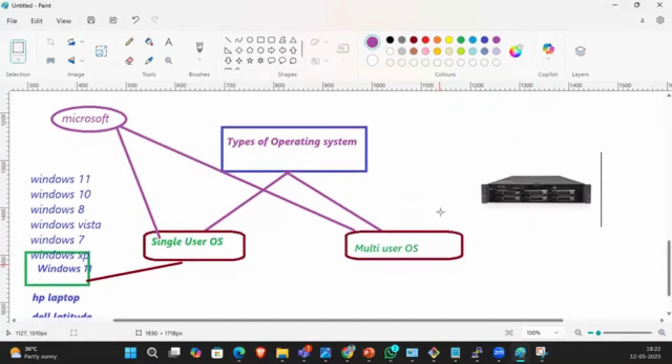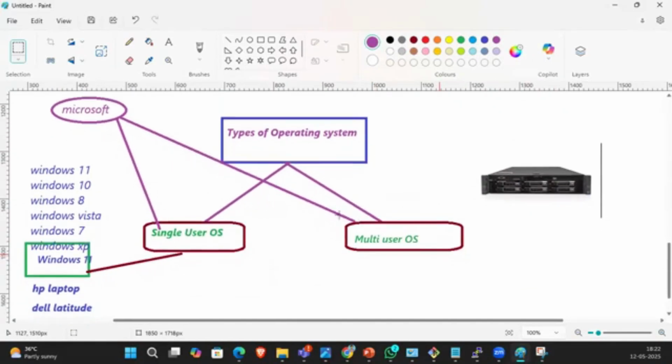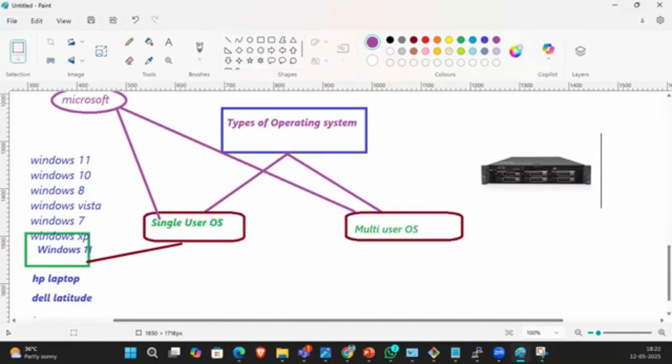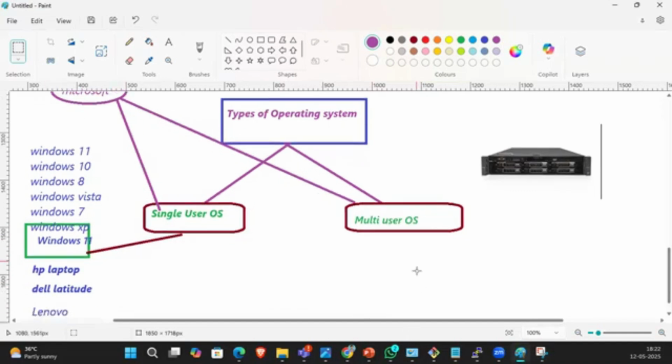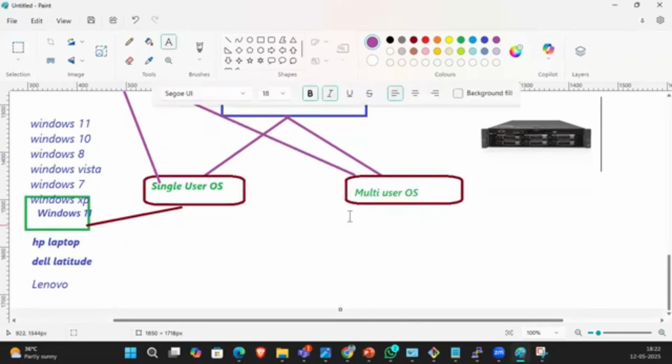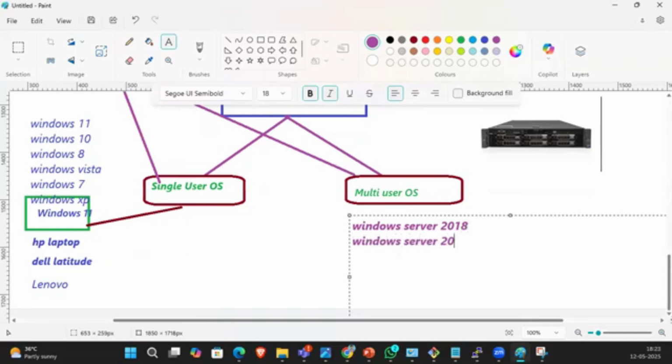So Microsoft created two types of OSs. One is for single user operating systems, the other is for multi-user operating systems. What are the multi-user operating systems developed by Microsoft? Windows Server 2018, Windows Server 2012, Windows Server 2008, like that, and so on.